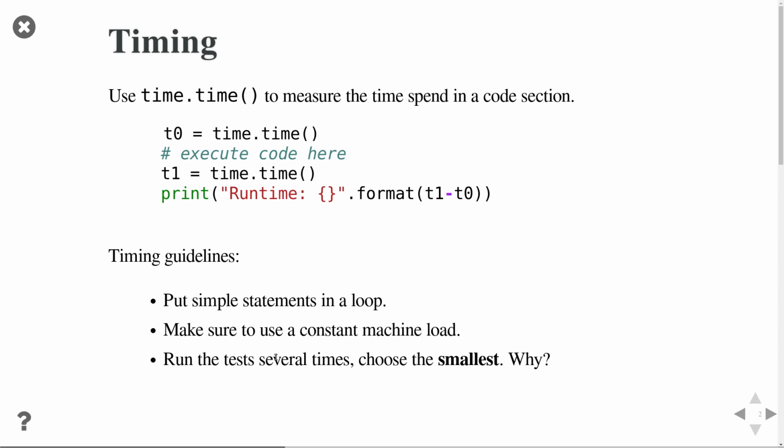Okay, so there's a question: why not take the average value? So you could do the timing test multiple times and just take the average. But do you see a good reason why we shouldn't use the average value, but instead the smallest?